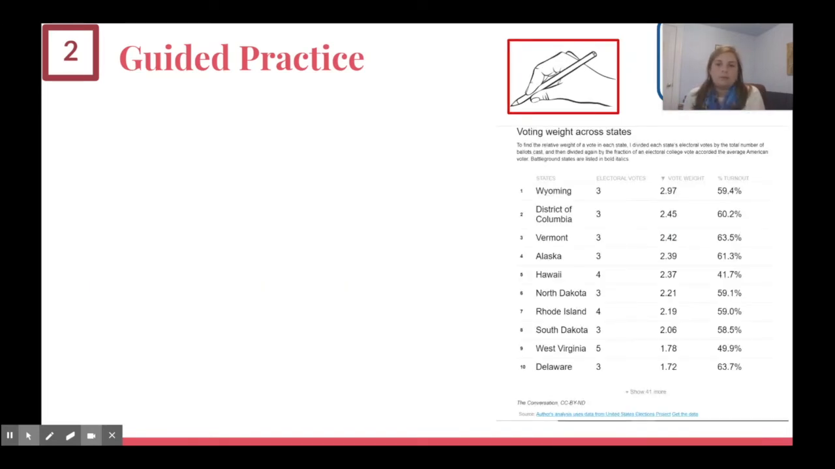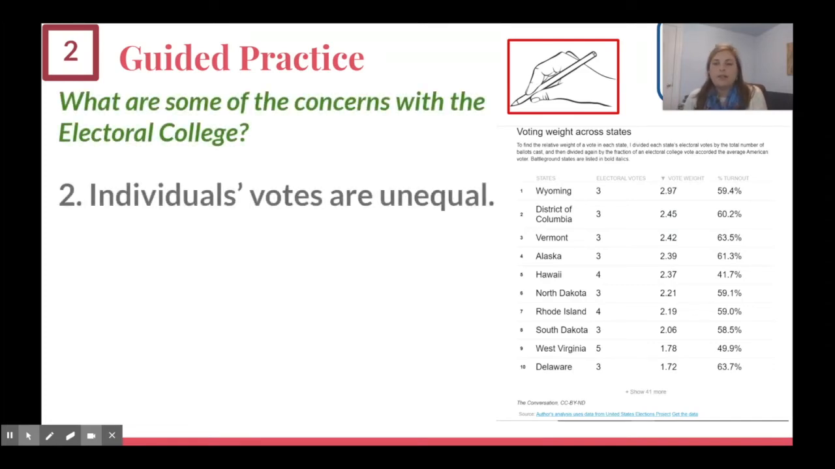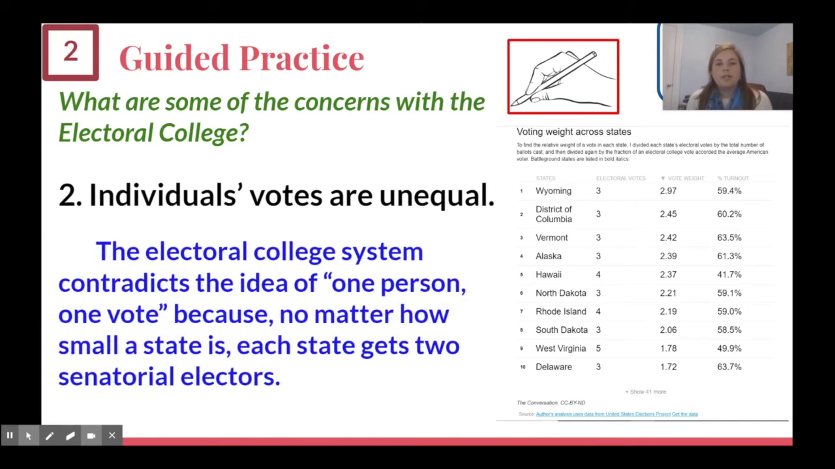Okay, now let's talk about another concern of the Electoral College, and that's that individuals' votes are unequal. So under the Electoral College, people don't have equal say. Remember that we learned electors are allocated or given to states based on their congressional representation. So that means that every state has a number of electors that's equal to the number of representatives and the number of senators that each state has in Congress.